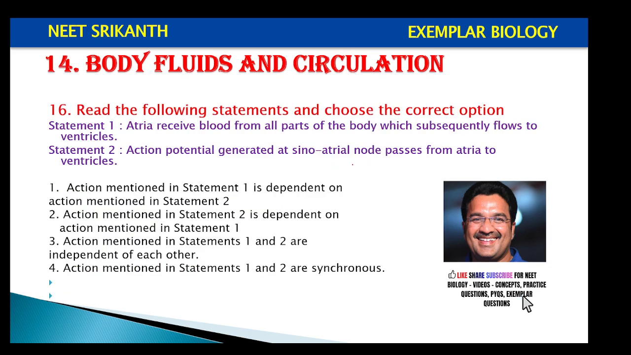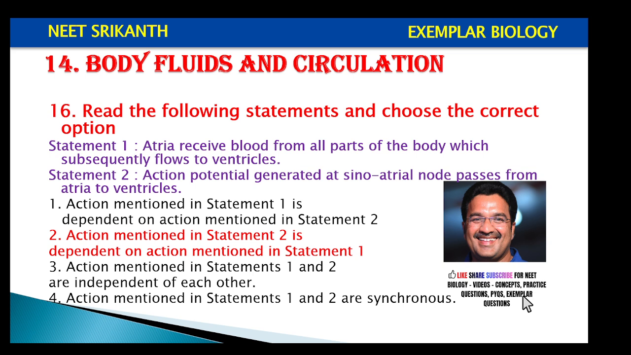Atria receive blood from all parts of the body, which subsequently flows into ventricles. Statement 1 is given. Action potential generated at the SA node passes from the atria to the ventricle. So when the atria are filled with blood, the right atrium with deoxygenated blood and the left atrium, then the SA node will pass the information. Action potential generated in the SA node passes from atria to ventricles. So in that way we can say the action mentioned in statement 2 is dependent on the action mentioned in statement 1.